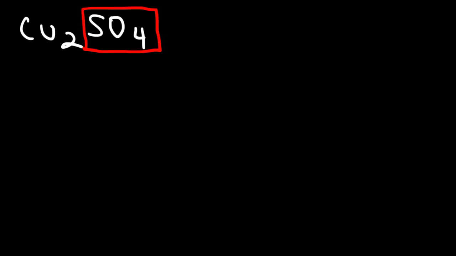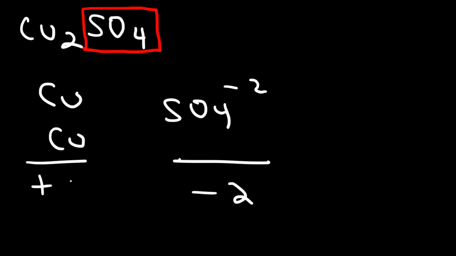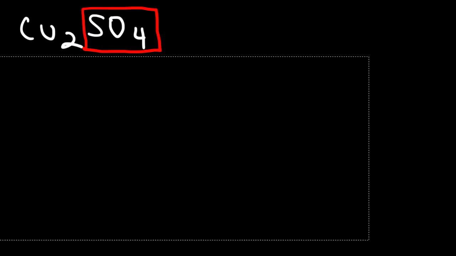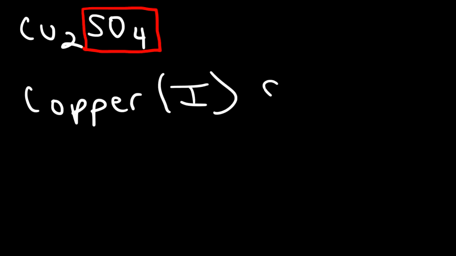Now let's confirm it with the other technique. In this case, we have 2 copper ions and 1 sulfate ion. The charge on sulfate is -2. So that's the total negative charge. The total positive charge has to be +2. And when you divide that to the 2 copper atoms that we have here, each of them has to have a +1 charge. So that is the oxidation state of copper, +1. So this is going to be called copper 1 sulfate.